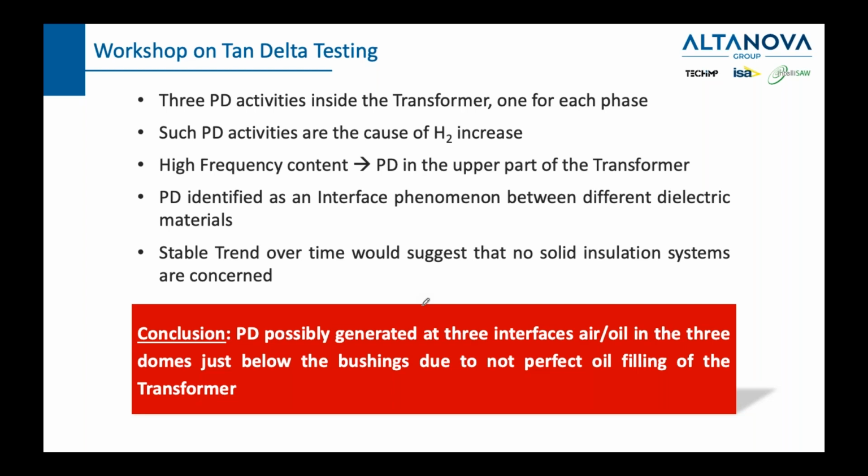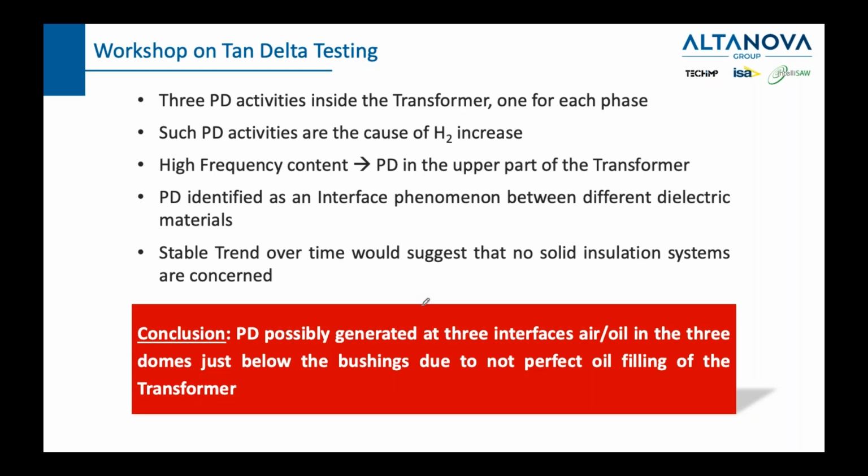They contribute to the increase of hydrogen. There is a high frequency content in the upper part of the transformer, and it was identified as an interface phenomenon. It was a stable trend. An interface phenomenon happens mostly at the interface, at the border between two insulating materials.